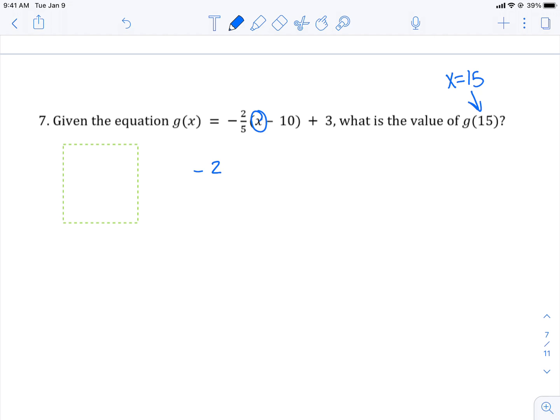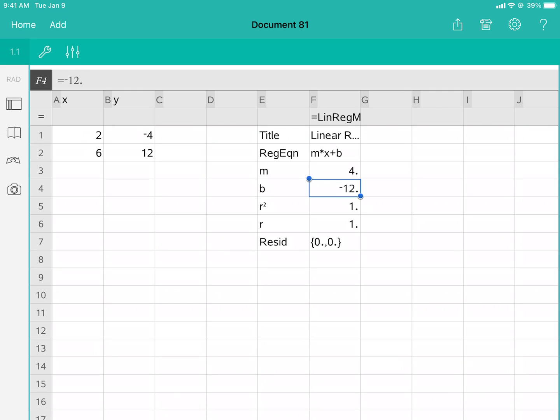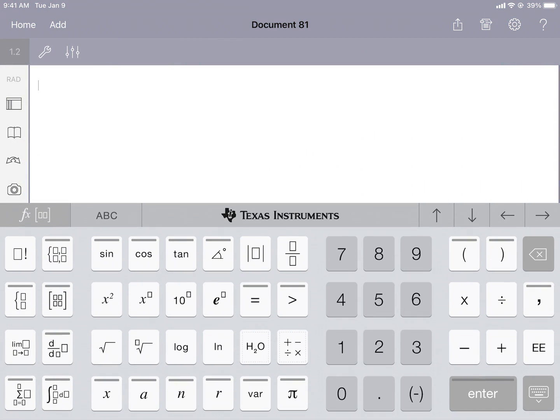So I get -2/5, and I'm going to plug in 15 minus 10 plus 3. I'm going to go straight to my calculator to type this in. Okay, so let's see what we get. I'm just going to go home, calculator. Okay, so I have -2/5 times 15 minus 10, close the parentheses, plus 3. Looks like that. I press enter. My answer is just 1.